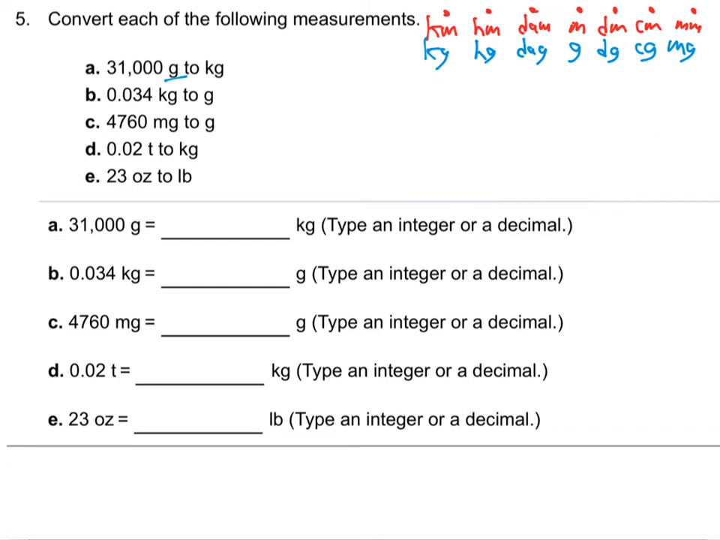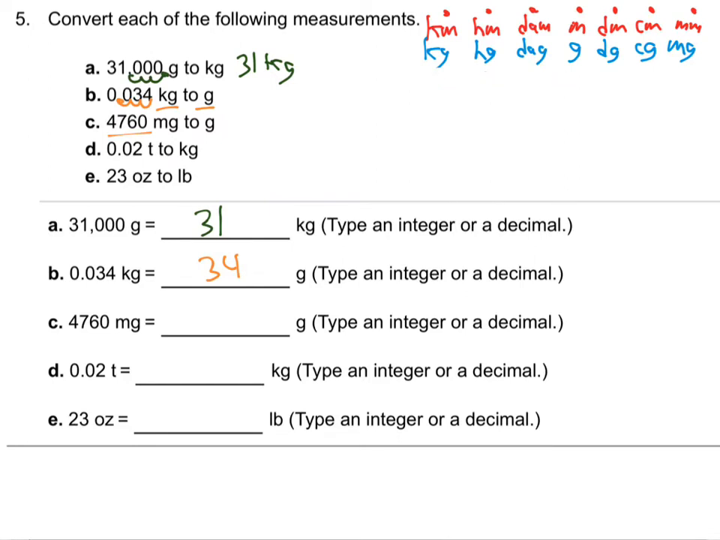So there's the conversion chart, and we are going to go from grams to kilograms. If you're at grams, you go 1, 2, 3 back to go from grams to kilograms. So I take the decimal right here and go 1, 2, 3 back, 31 kilograms. The next one, we're going from kilograms back to grams. So from kilograms, 1, 2, 3 to the right for grams. Take that decimal, 1, 2, 3 to the right, 34 grams.